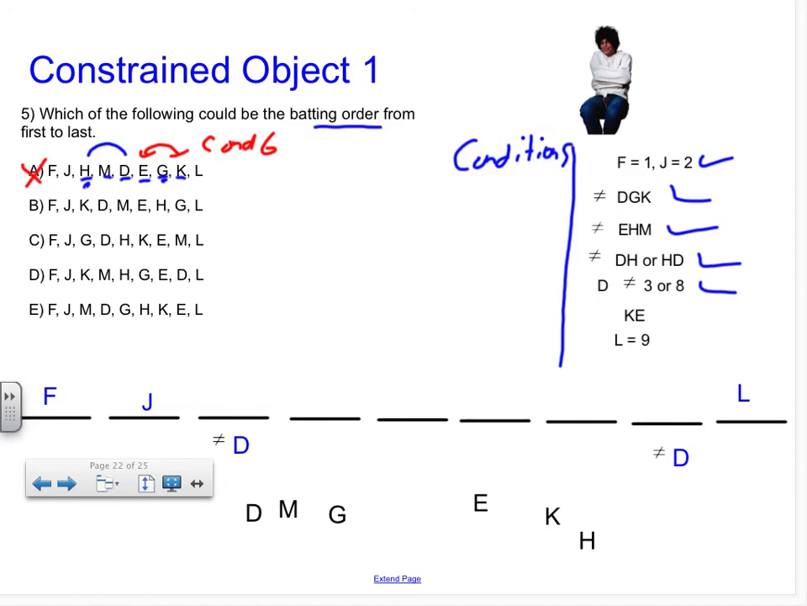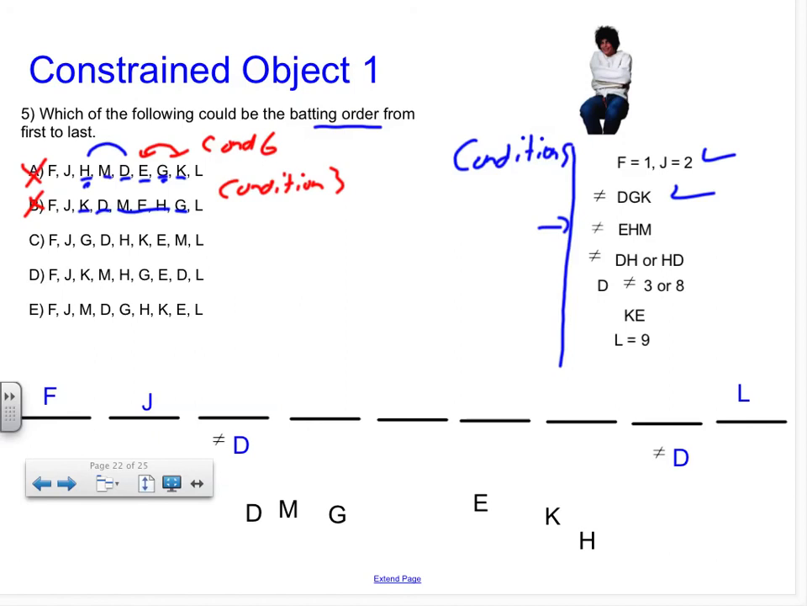Okay, let's try B. So again, condition 1 is followed because F and J are in first and second position. We've got D, G, and K. They're separated. E, H, and M, well, that says no. So we know that E, H, and M are together. So that breaks this condition right here, or condition 3. So we can get rid of B.